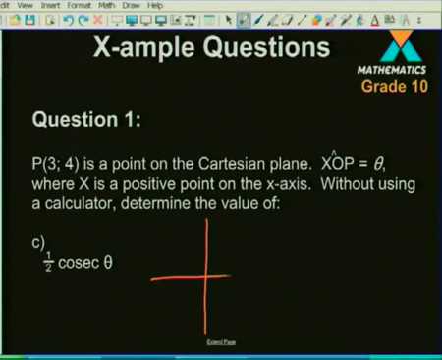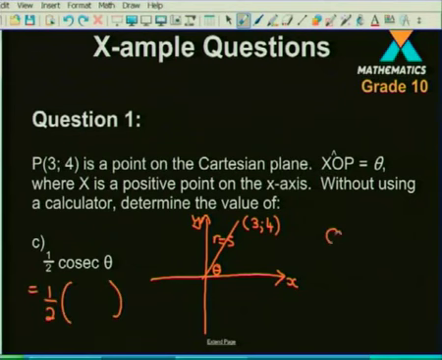So let's get a drawing again. I'm going to be an expert at drawing this, but it's fine. It's 3, 4, and the radius was 5. That was my theta. There's my x-axis. There's my y-axis. Right, so over here we have a half. Now, cosec is the reciprocal of sine. So it's going to be r over y. So the radius is 5, and the y value is 4.